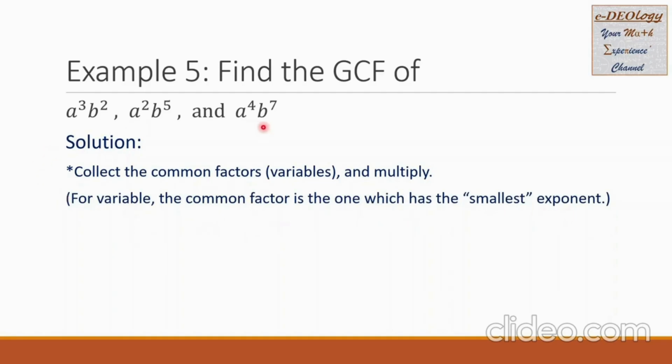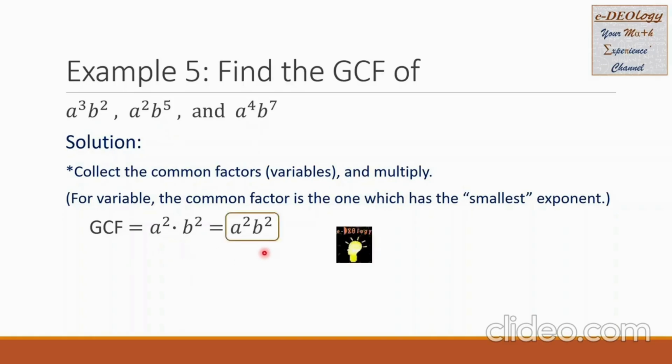Observe our 3 terms. All of them have the variable a and b respectively. Therefore, for the GCF, we have the a squared because a with power 2 is the smallest value, times the b squared, and the b squared is the smallest exponent for the b. Then we just combine them. So the GCF is a squared b squared.